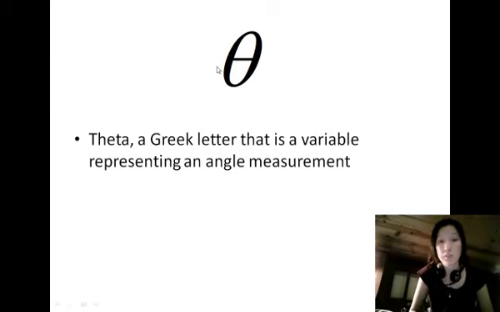This sign is something that you're going to start to see a lot more. It's called theta, and it's a variable that's going to represent specifically an angle measurement. So whenever you see this, you really think to yourself, angle. Normally we would use X or letters that would represent some sort of unknown. Instead, we're going to use this theta to represent an unknown angle.